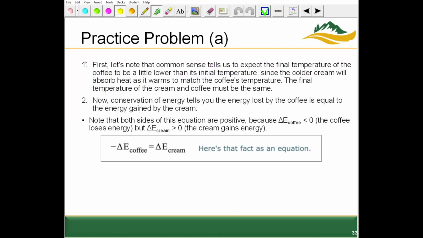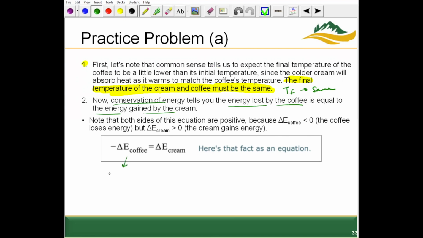So from this number 1, the important part here, the final temperature of the cream and coffee must be the same. Even though the coffee starts out hotter, the cream starts out cooler, they're going to reach a thermal equilibrium to where their T finals are the same. Then, based on conservation of energy that we've seen a few times, we know that the energy lost by the coffee is equal to the energy gained by the cream.